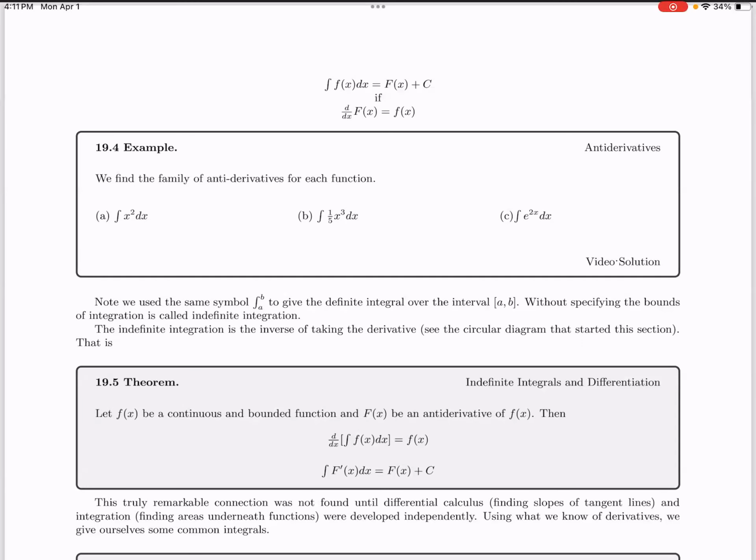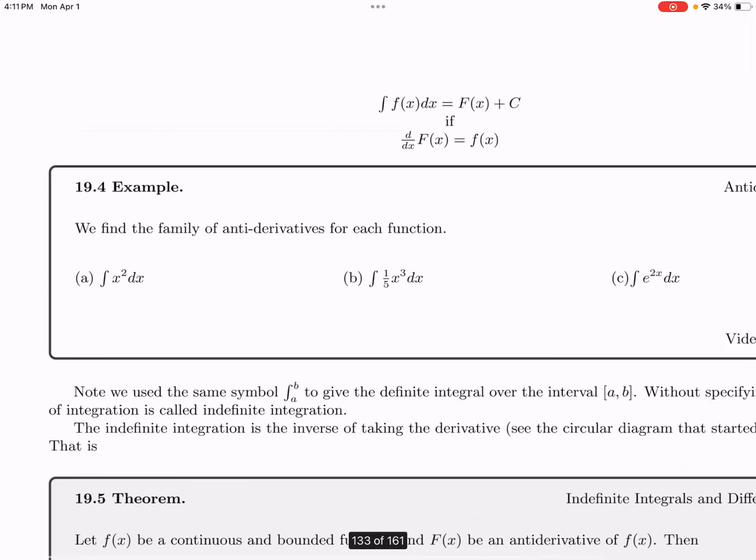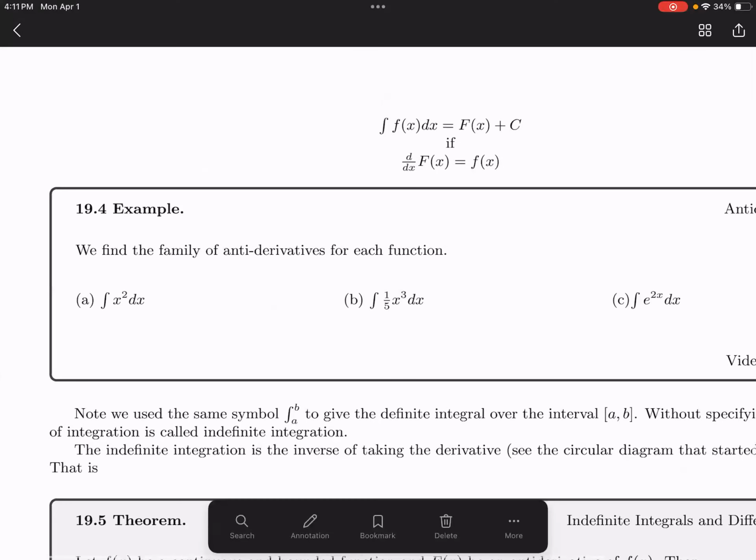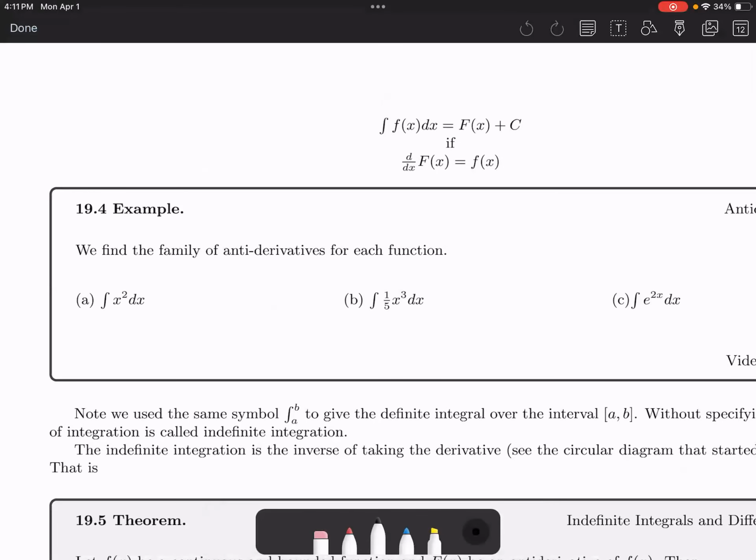Example 19.4 sees us finding several antiderivatives of functions. Now, the symbol that we use to find an antiderivative is this integral sign, the script S. So an antiderivative, or the family of antiderivatives of a function f of x, are all those functions who have lowercase f as a derivative. But of course, we can always add a constant, because that constant, when we differentiate, will just become 0.